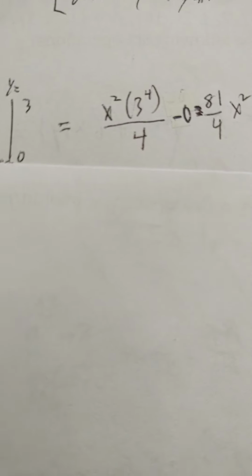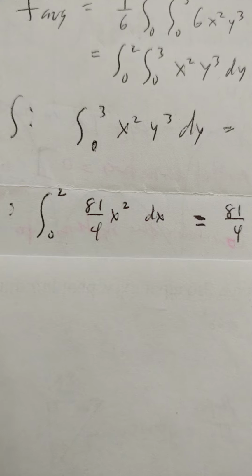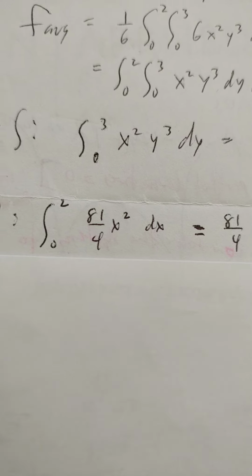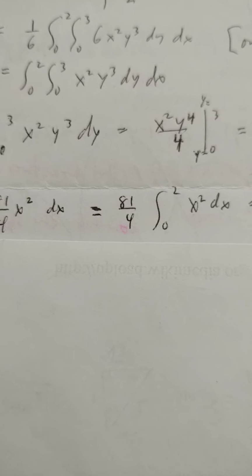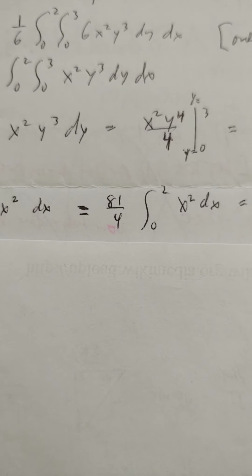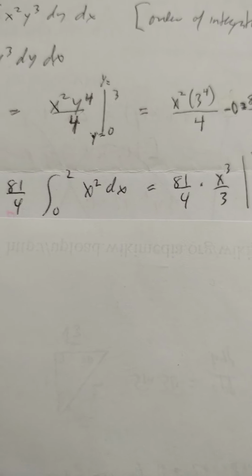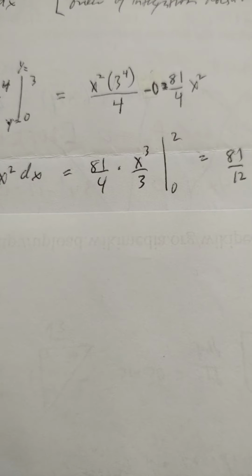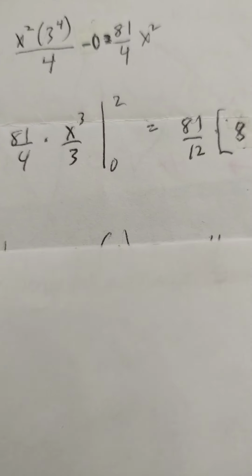Okay, so now we plug that into the outer integral. So here's the outer integral. We're going to go from x equals 0 to x equals 2 of 81/4 x squared. I pulled out the 81/4, and then the integral of x squared, whenever you're doing a definite integral, first do the indefinite integral. So what's the indefinite integral of x squared? It's x cubed over 3. And then you do the evaluation from x equals 0 to x equals 2. I pulled out 81/12 because isn't 81/4 times 1/3? That's going to be 81/12.